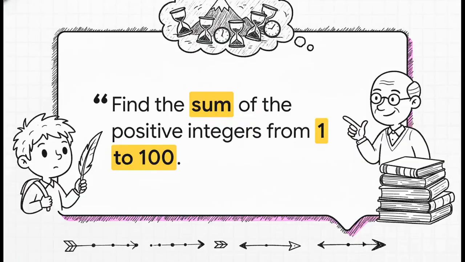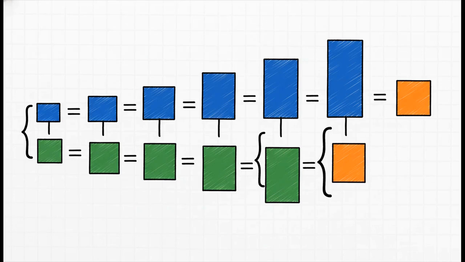The story goes that a young student who would grow up to be the legendary mathematician Carl Friedrich Gauss was given this exact problem by his teacher to keep him busy. Find the sum of all the numbers from 1 to 100. The teacher probably thought, that'll keep him quiet for a while. But Gauss, he was on another level. Check out what he did.